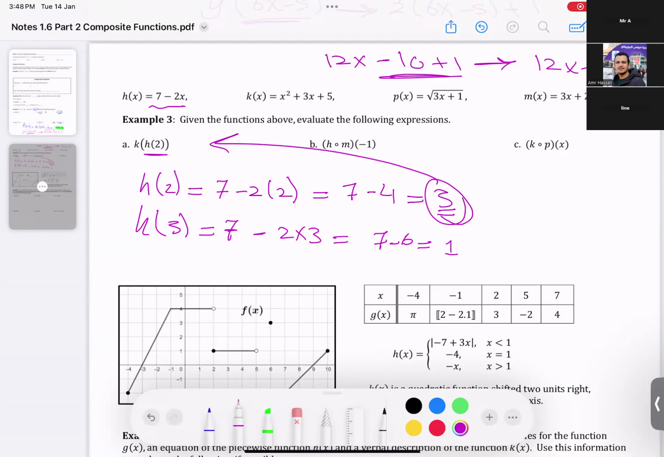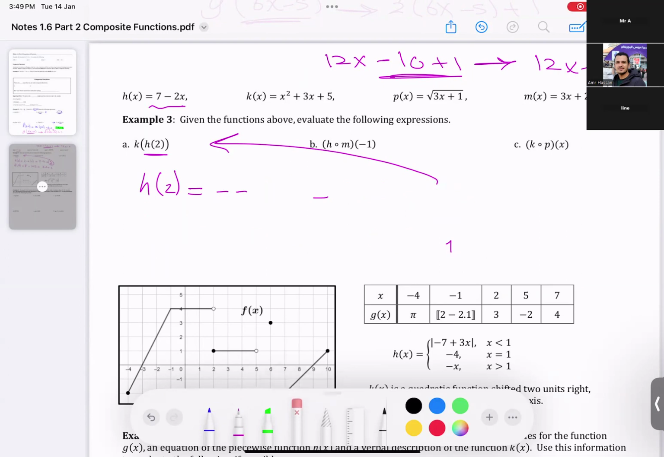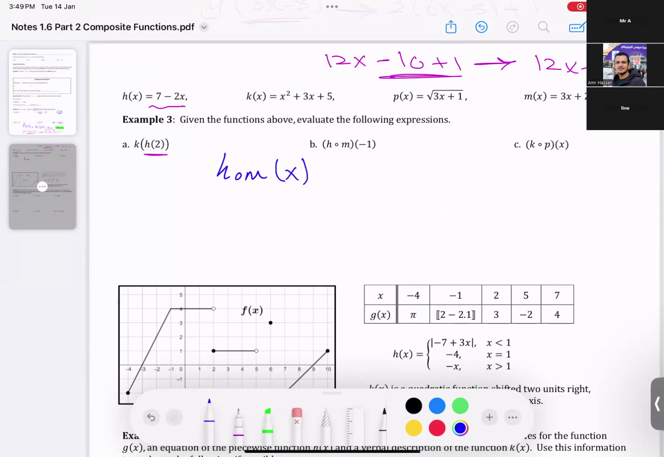Okay, so we worked out the first part of the question. So let me try to go over B. I have a couple ways to do it, but I need to find out what is this one. It sounds like we have h and m. This one's a composition function, right? So what is m of x? This one's supposed to be the new m, but it's going to be 3x plus 2, right?